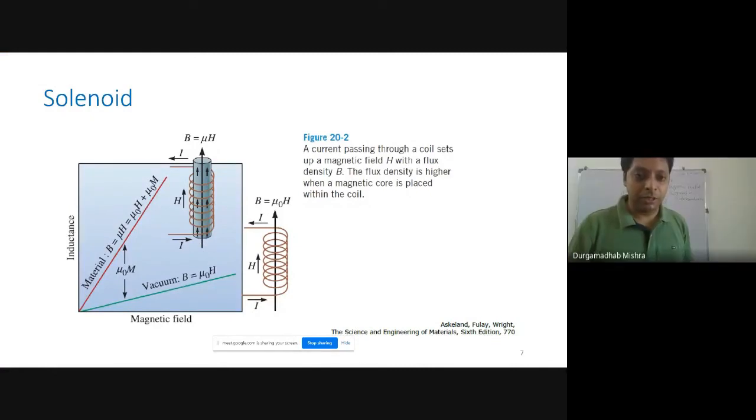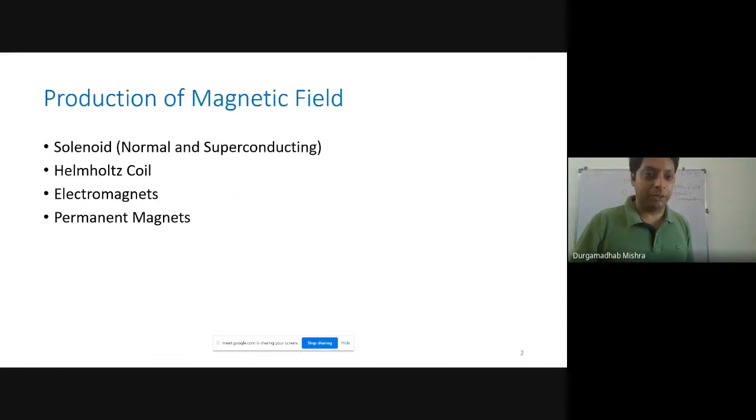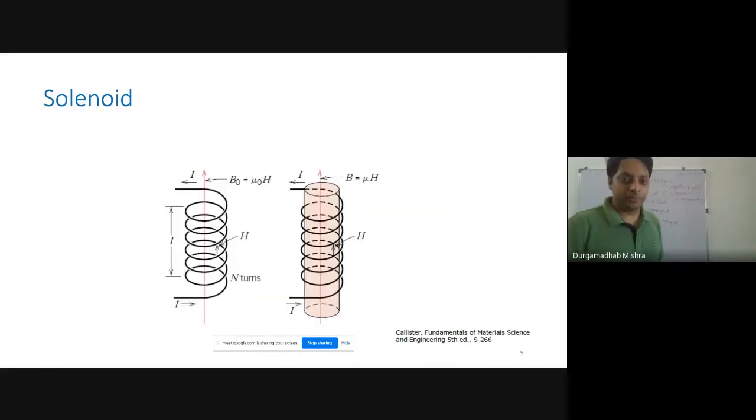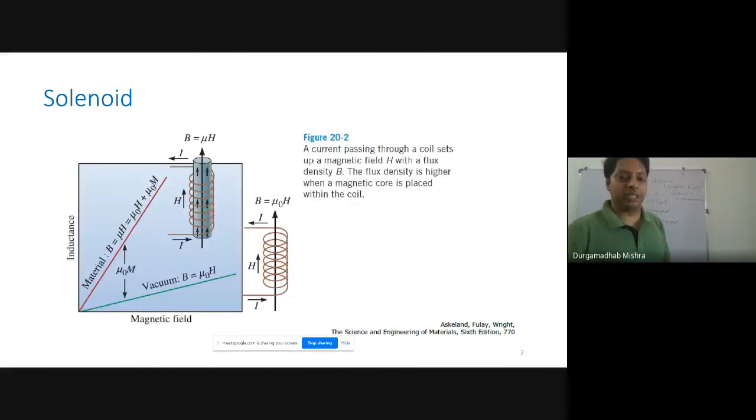Okay. So the first few slides were basically what I discussed already. This is what I told. So if you take a material with high permeability, you can have a higher induction B due to this difference.